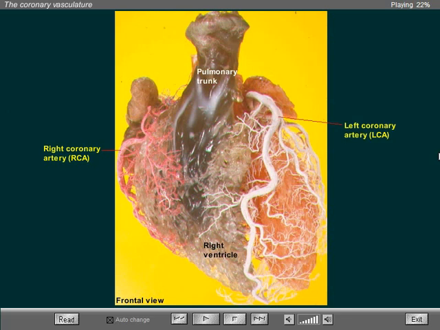In front of the outflow tract of the right ventricle, branches of the right connect with the branches of the left anterior descending division of the left coronary artery.